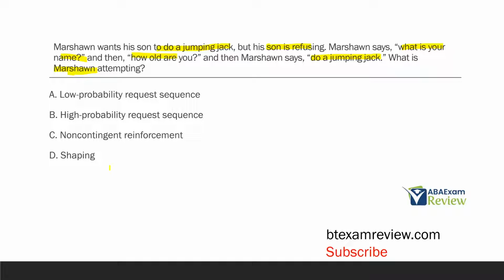We're not talking reinforcement, so C and D are out. So therefore, it has to be B, because there's no such thing as a low probability request sequence. When you give a bunch of requests that are high probability, followed by the low probability request, that's a high P sequence, or a high probability request sequence.